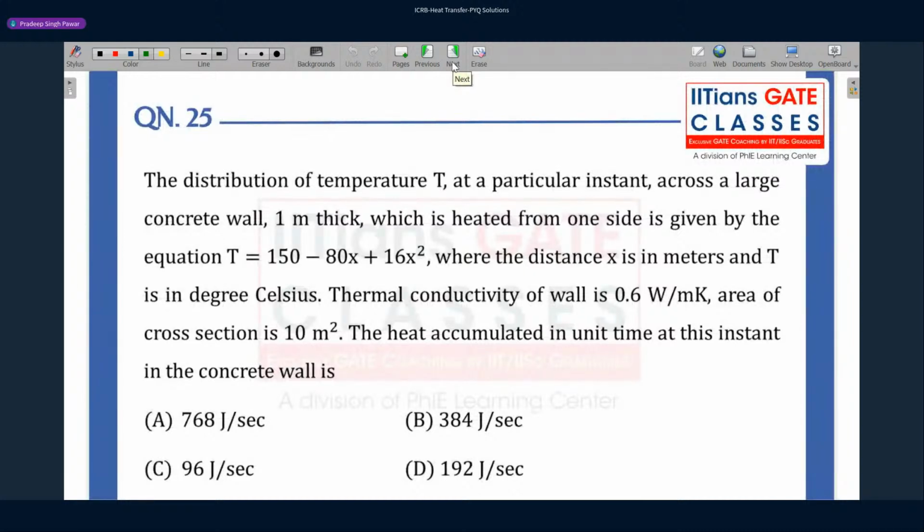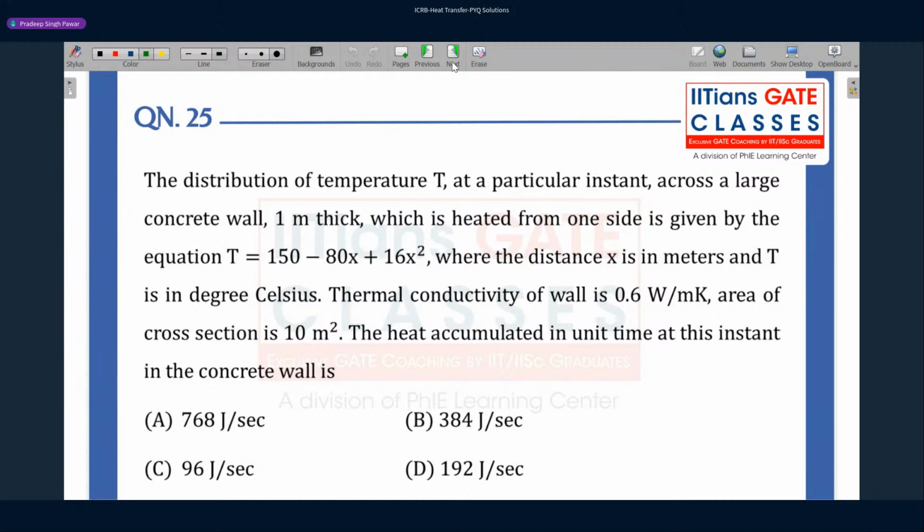Let's look at this problem. The distribution of temperature T at a particular instant. Note, students, this is very, very important. He is telling you that at a particular instant he is mentioning the temperature distribution. So the temperature distribution T at a particular instant across a large concrete wall 1 meter thick, which is heated from one side, is given by the equation.